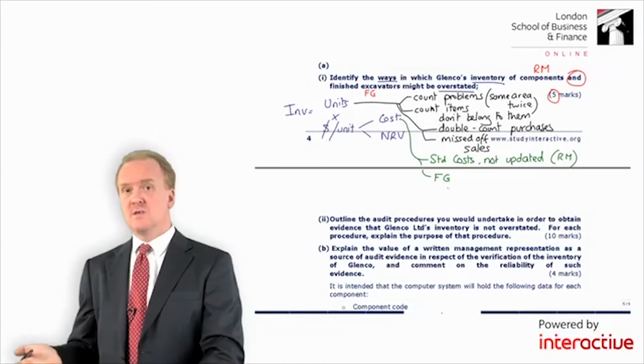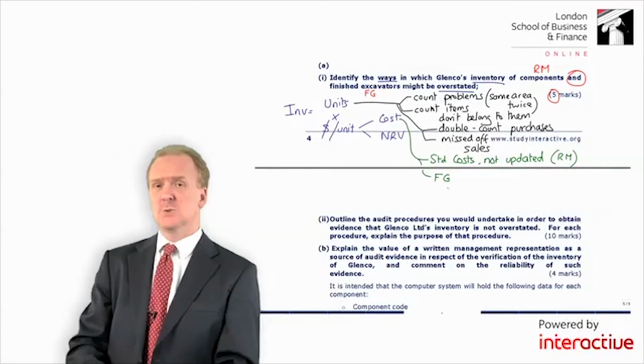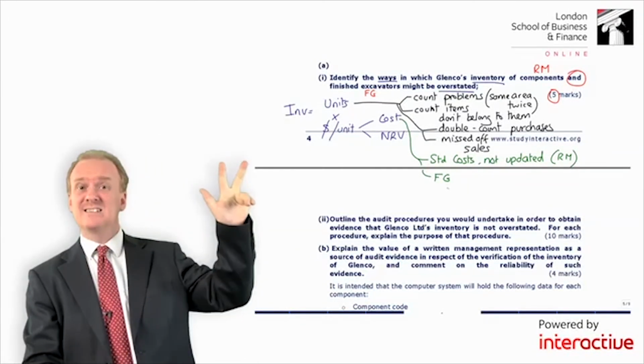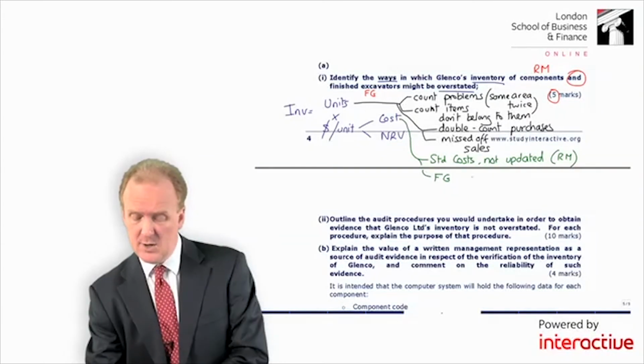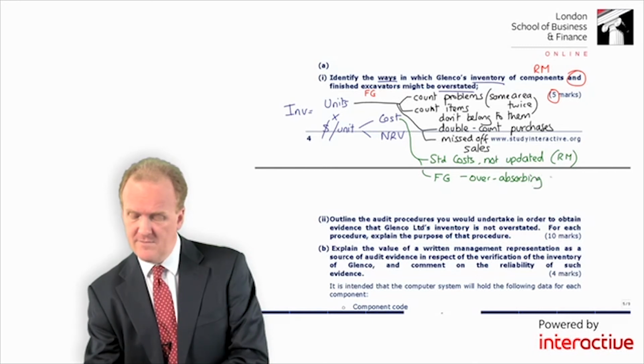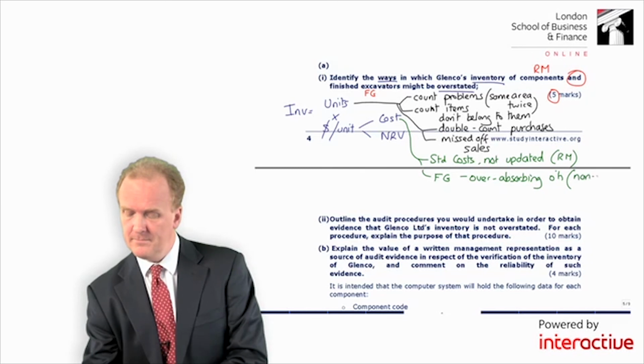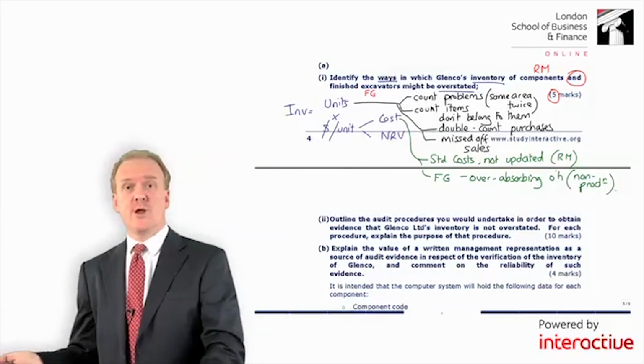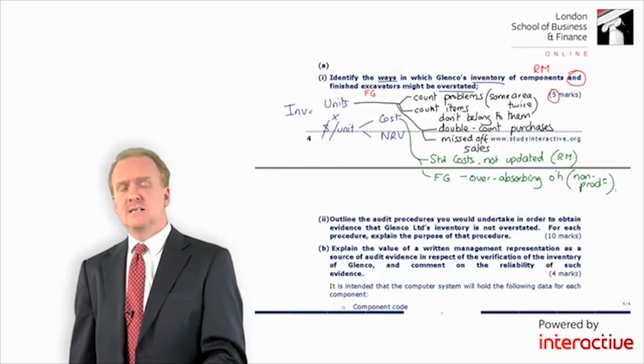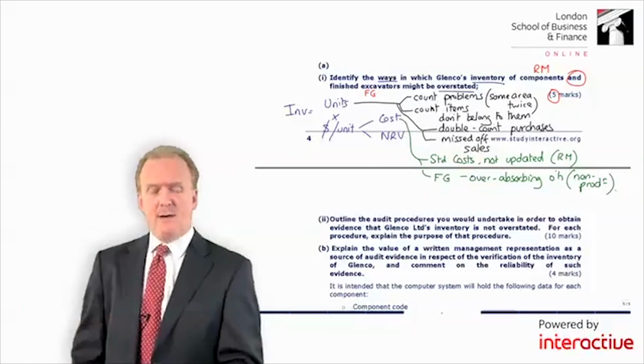Well, finished goods with a manufacturer are going to involve raw materials, labour and overheads. So if they are over-absorbing overheads, for example, if they've got some non-production overheads being built into the value of their inventory, that would do it too.